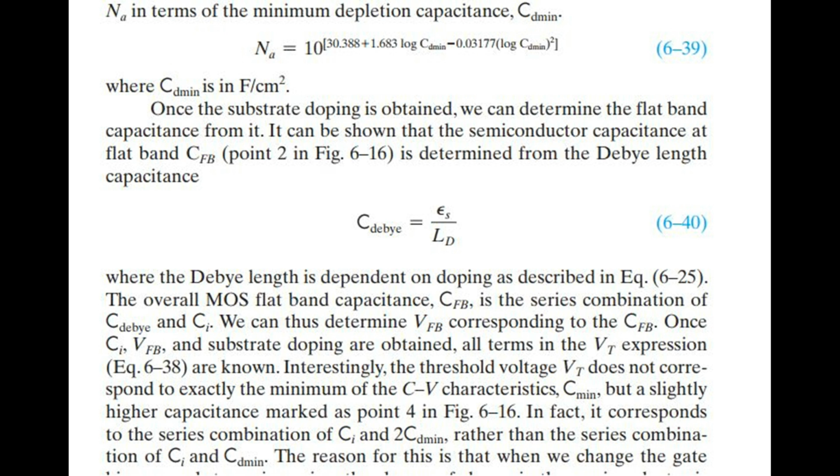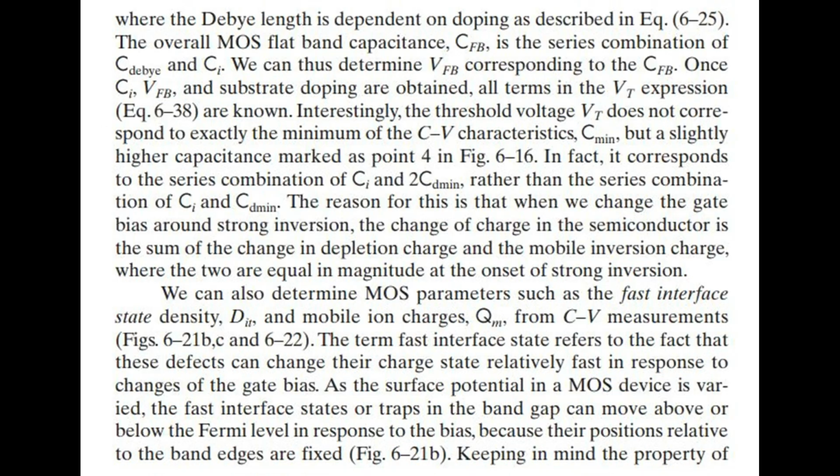Interestingly, the threshold voltage Vt does not correspond to exactly the minimum of the capacitance-voltage characteristics, C min, but a slightly higher capacitance marked as 0.4 in Fig 6.16. In fact, it corresponds to the series combination of Ci and 2Cd min, rather than the series combination of Ci and Cd min. The reason for this is that when we change the gate bias around strong inversion, the change of charge in the semiconductor is the sum of the change in depletion charge and the mobile inversion charge, where the two are equal in magnitude at the onset of strong inversion.